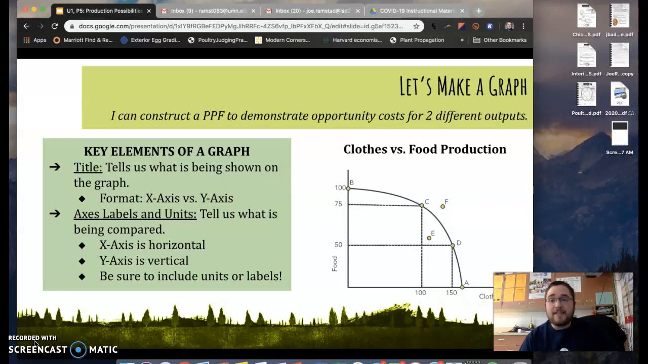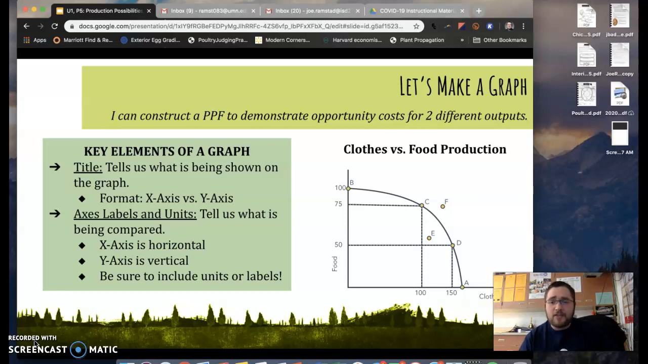The format is whatever is on one axis versus whatever is on the other axis in terms of the label. So it could be food versus clothes or clothes versus food. Really doesn't matter too much. The axes labels and units tell us what is being compared, what our two outputs are. Obviously in this economy or business, they're comparing food versus clothes outputs. It doesn't matter if we put food on the x-axis or the y-axis. That's just the way we decided to do it for this graph.